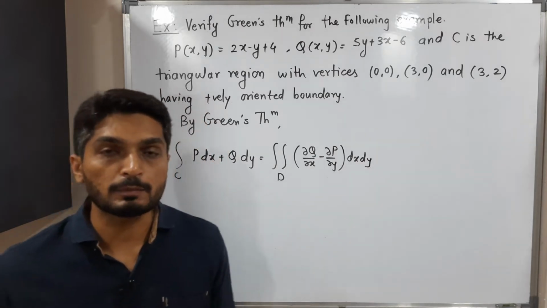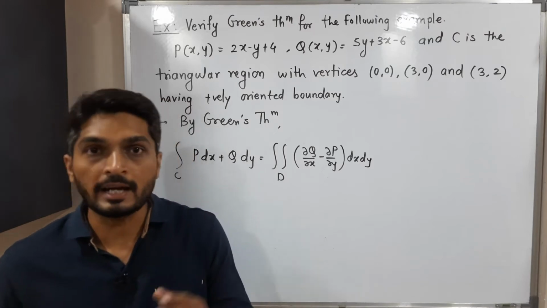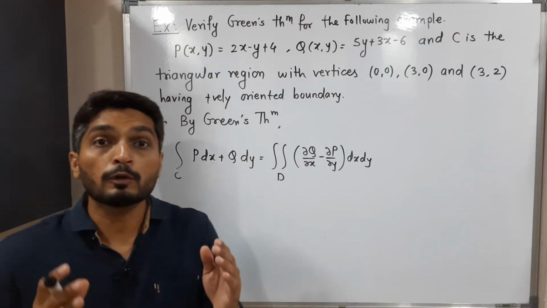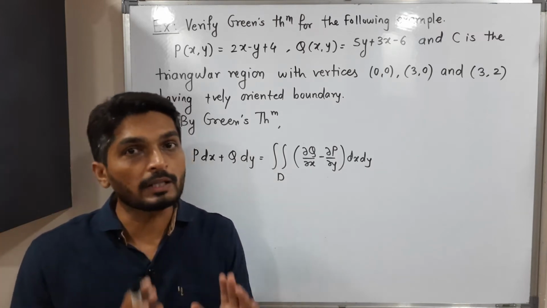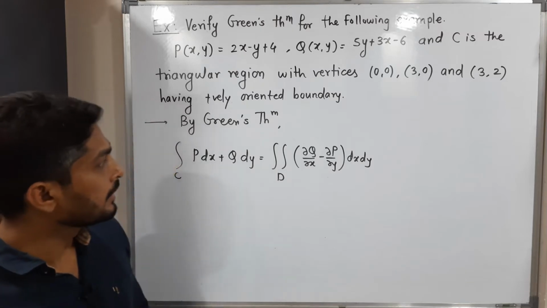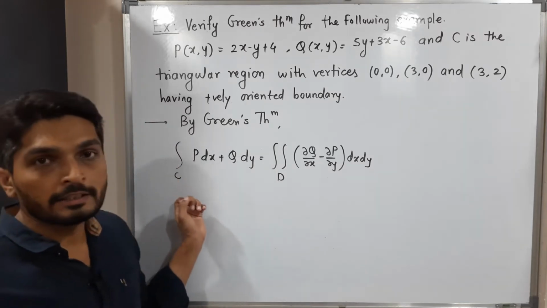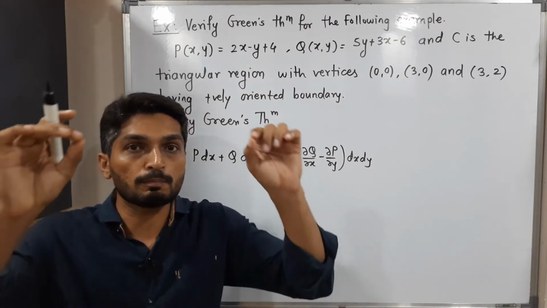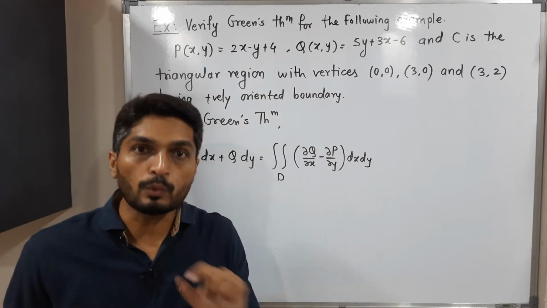We have to verify, that means we have to work on the left hand side and right hand side. We have to find values of both sides and we have to prove that both of them are equal. Then we can say yes, Green's theorem is verified. See here, line integration over C, that means whatever the region we have, we consider just the boundary only. C means the boundary of that region.